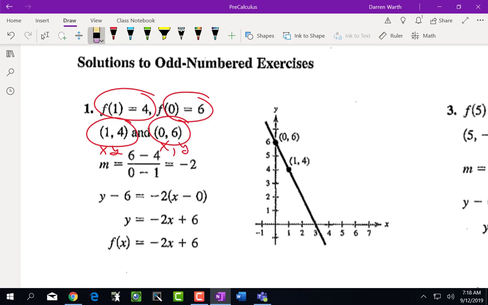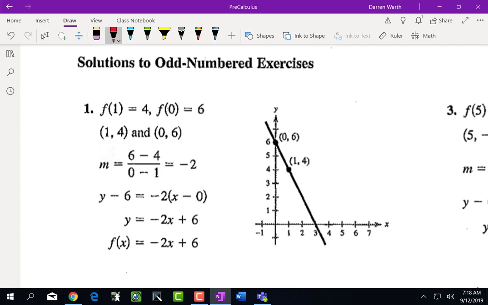So what we want to do is substitute those into our slope equation to find our slope. So we're going to take 6 minus 4, and we're going to take 0 minus 1. Well, 6 minus 4 is going to be 2, 0 minus 1 is going to be negative 1, and we'll get the slope of negative 2.